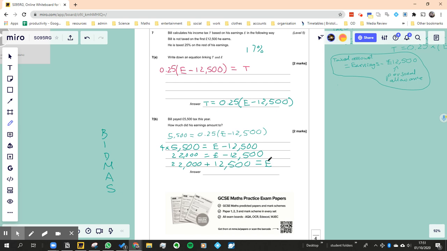So just putting that into my calculator, 22,000 plus 12,500. So his earnings for that year must have been 34,500.